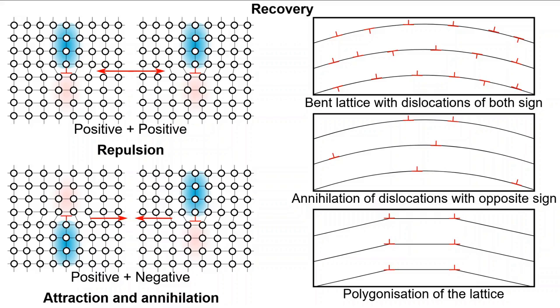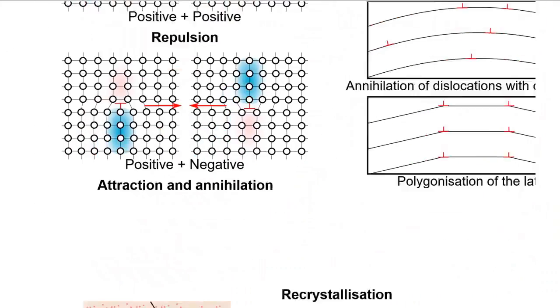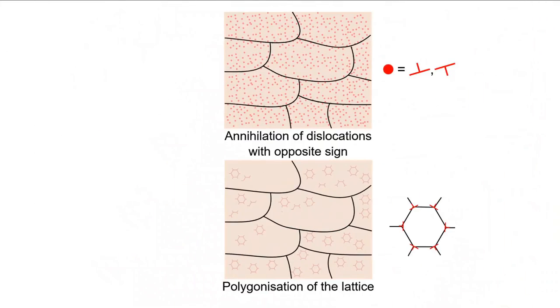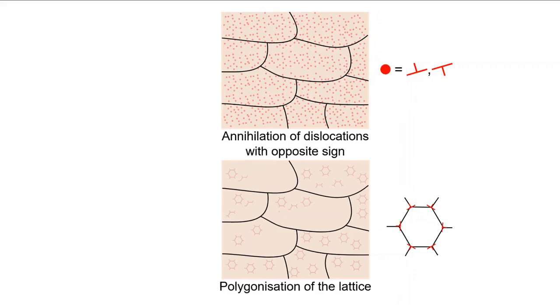Let's have a look at what happens at the grain level. What I'm showing here is a grain level depiction of what happens at the beginning and end of recovery. The polygonization of the lattice occurs within a grain. This is a higher ordering of dislocations in order to preserve the grain shape. If we increase the temperature further, then there will need to be further reordering of the lattice.